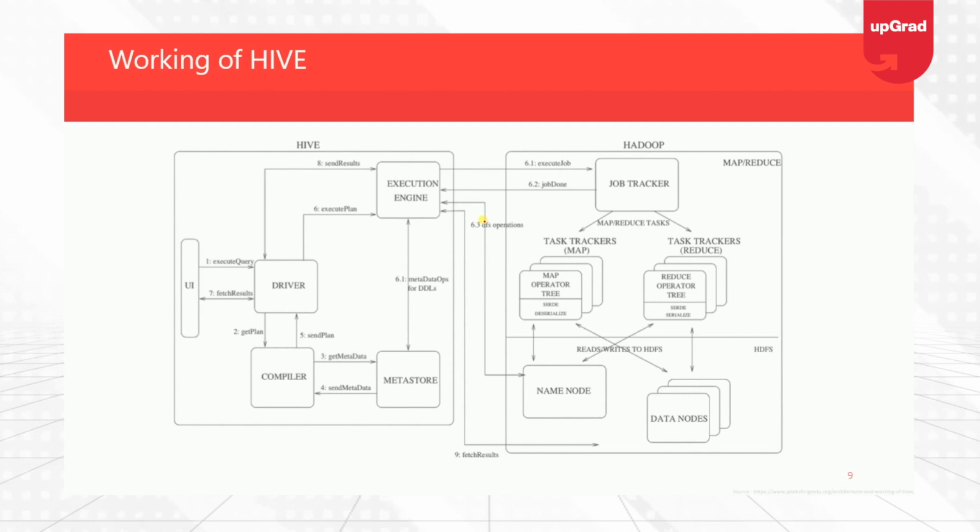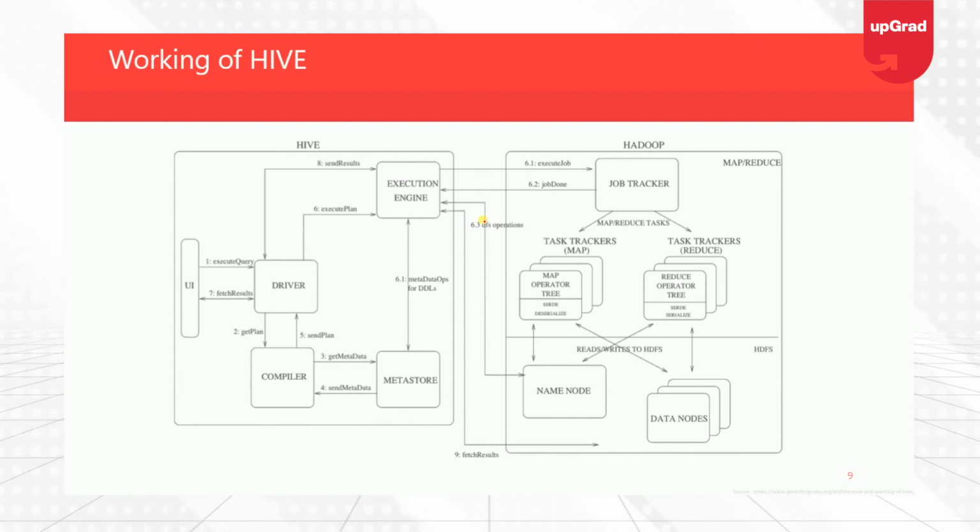In the next step, the compiler then sends the generated execution plan to the driver. Now the driver knows exactly how to execute the job. After receiving the execution plan from the compiler, the driver sends the execution plan to the execution engine for executing the plan.